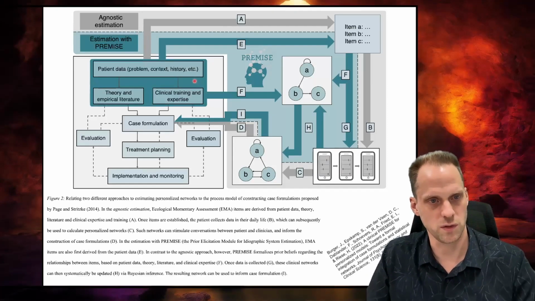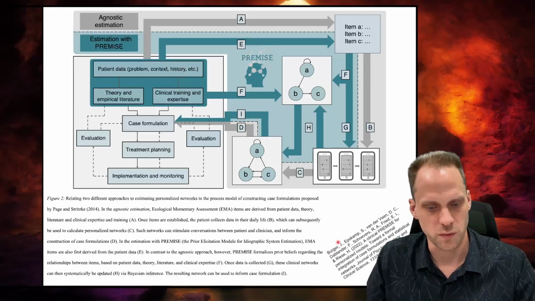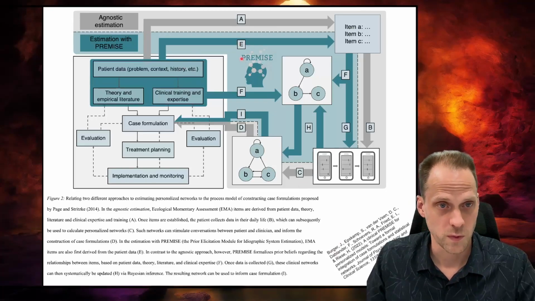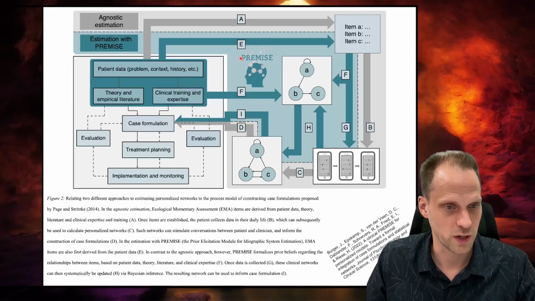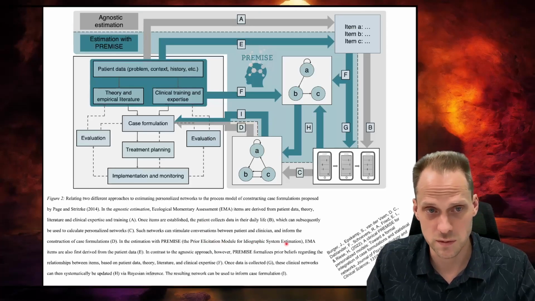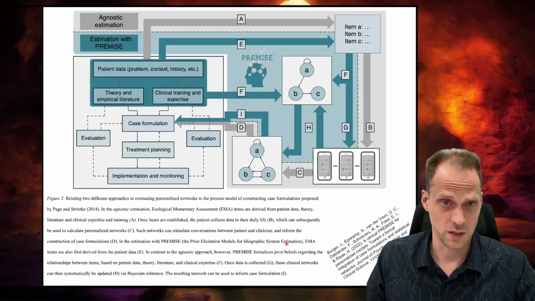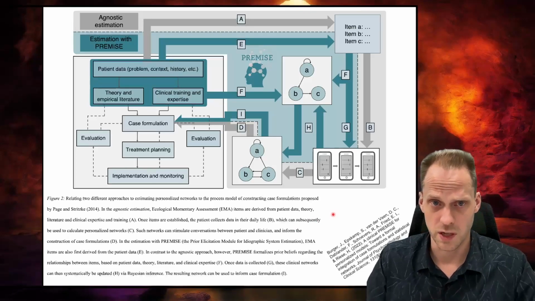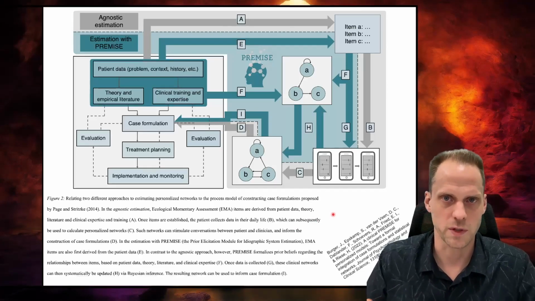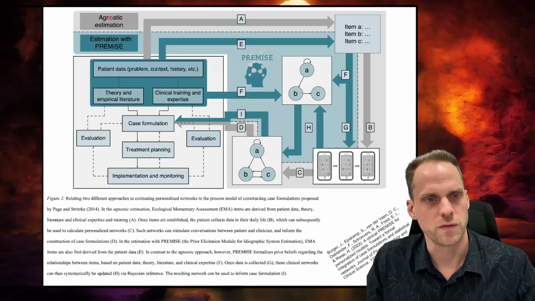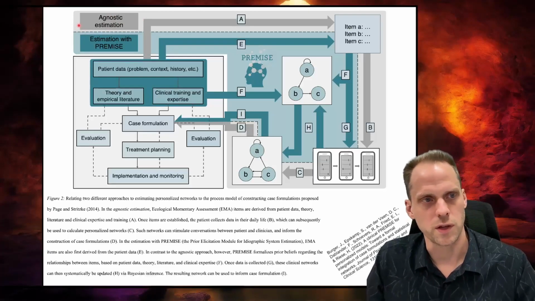So this is something that Julian Berger, a PhD student of mine in the Netherlands, developed, called PREMIS, the Prior Elicitation Module for Idiographic System Estimation. And what we propose here is to include expertise in the estimation using a Bayesian framework. This is a very complicated figure, so you don't have to really look at it in detail.